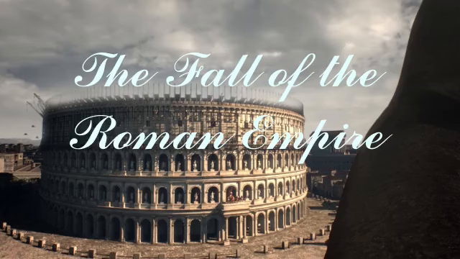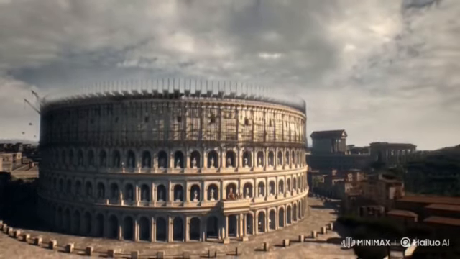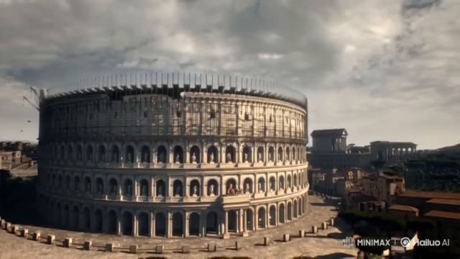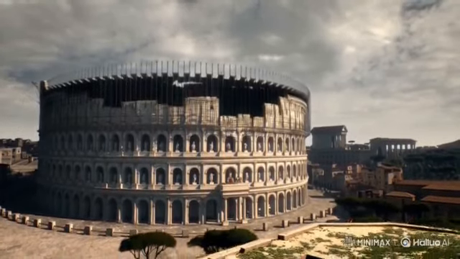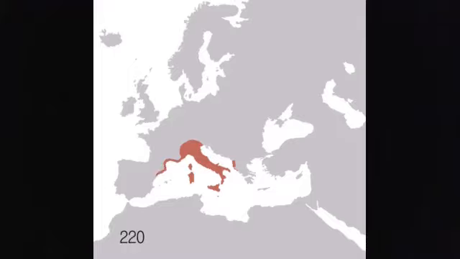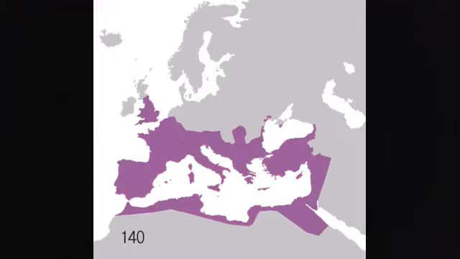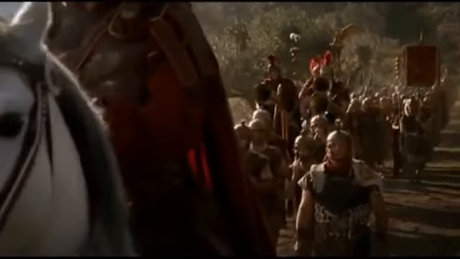What they will answer. The fall of the Roman Empire. For centuries, Rome ruled the known world. But no empire lasts forever. This is the story of how Rome fell, a tale of power, corruption, and collapse. From a small city to an empire spanning 3 continents, Rome's military and governance were unmatched.